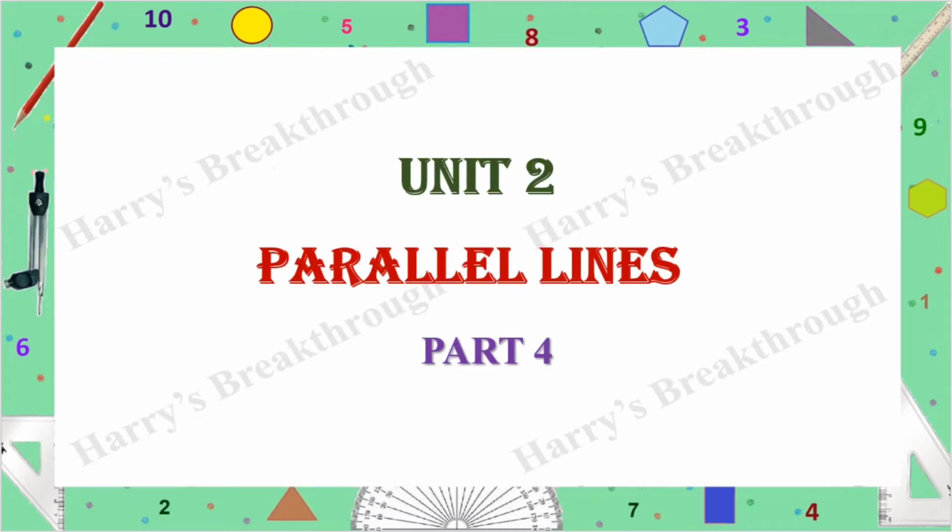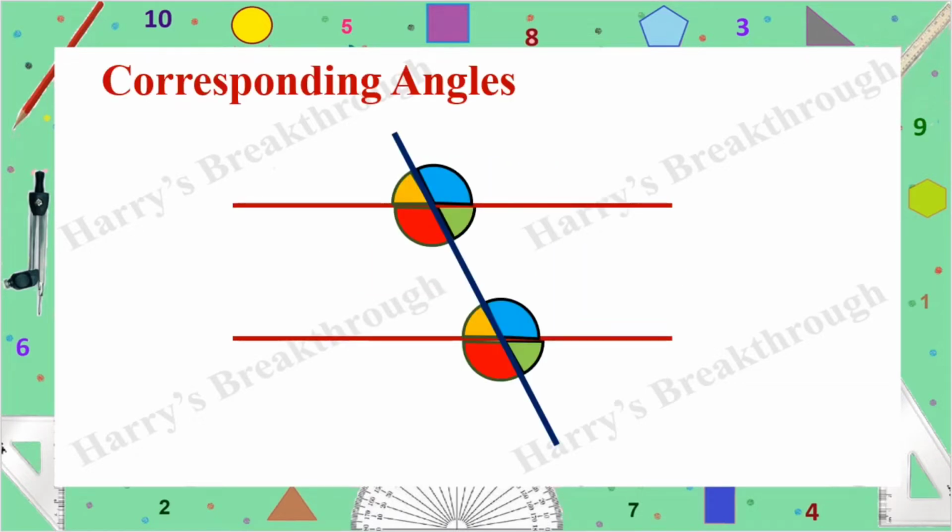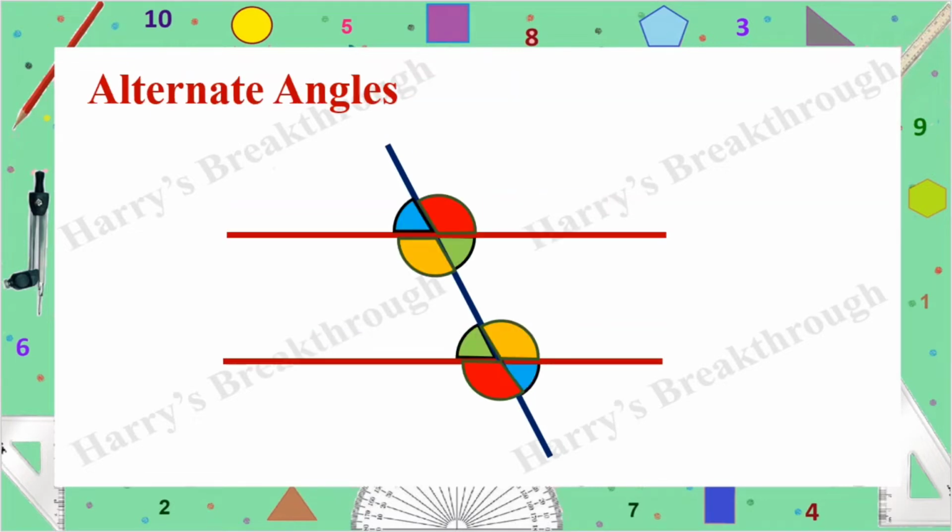In the last three classes, we were discussing parallel lines. When two parallel lines are cut by a third line, 8 angles are formed. And we grouped these angles according to their positions. First type was corresponding angles. The angles formed at similar positions are called corresponding angles. Here we got 4 pairs of corresponding angles.